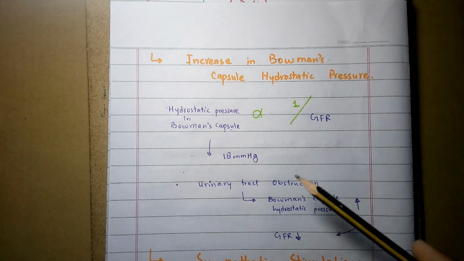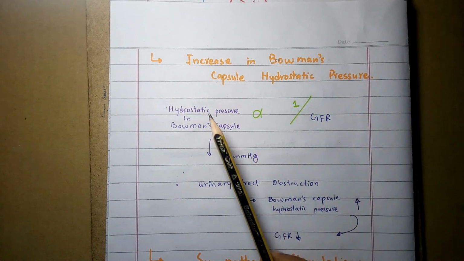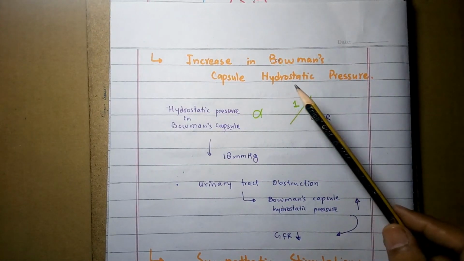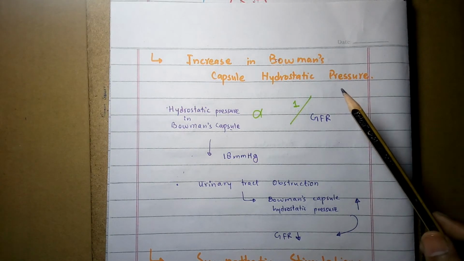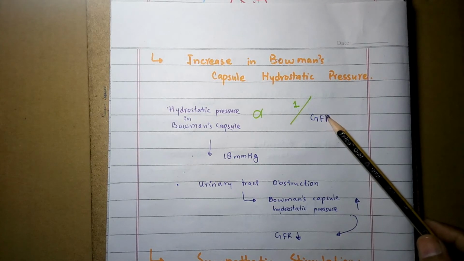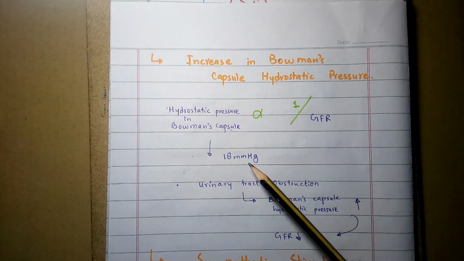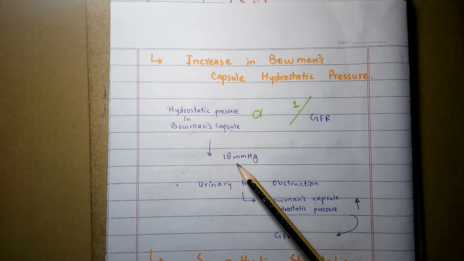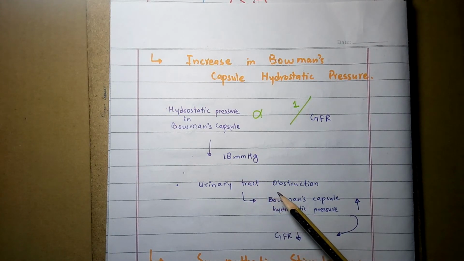The second decreasing factor of GFR is the increase in the Bowman capsule hydrostatic pressure. An increase in the Bowman capsule hydrostatic pressure decreases the GFR. Hydrostatic pressure in the Bowman capsule is estimated to be about 18 mm of mercury. In certain pathological states with obstruction of the urinary tract, the Bowman capsule pressure can increase markedly, which leads to the reduction of the GFR. So this is a decreasing factor.